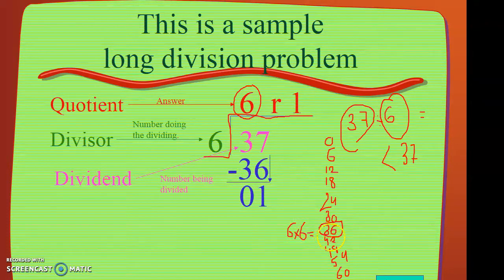Right. The difference between 36 and 37 is 1. So when we choose the closest number, we will subtract the two numbers. The answer will be 1. So the remainder, this number that's written down, we name it remainder.